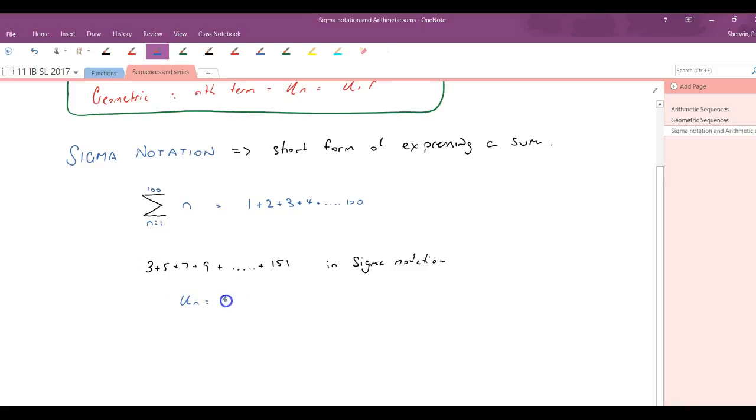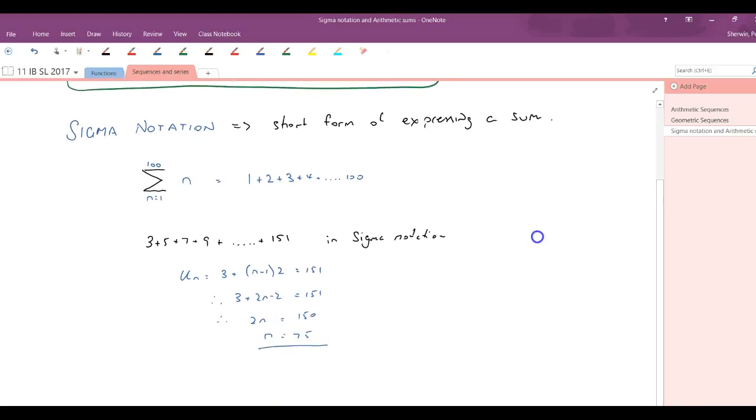The first term is 3. It's an arithmetic sequence, isn't it, with a common difference of 2. So n minus 1 by 2. And we know that the nth term is equal to 151. So now if we solve this for n, 3 plus 2n minus 2 equals 151. 2n is equal to 150, so n is equal to 75. What that tells me, therefore, is that there are 75 terms in this sequence.